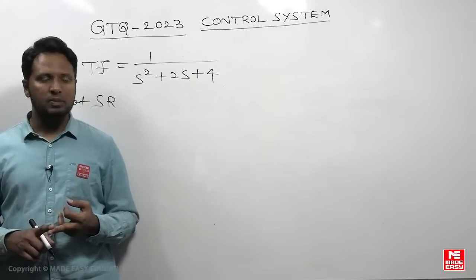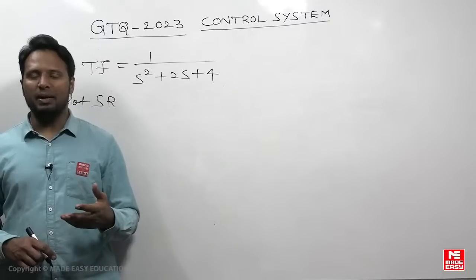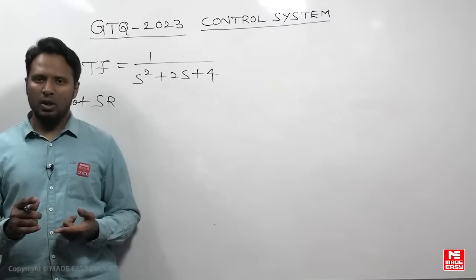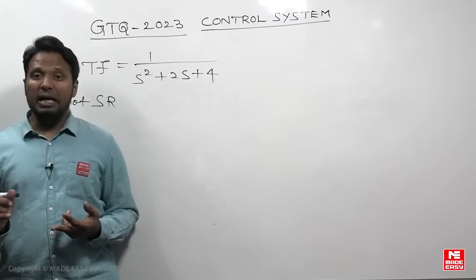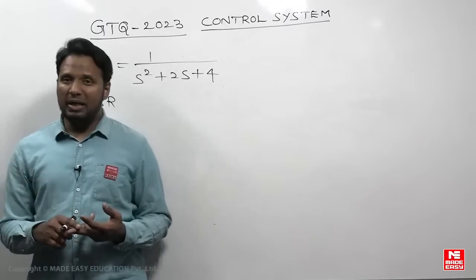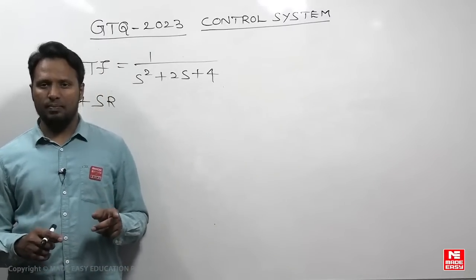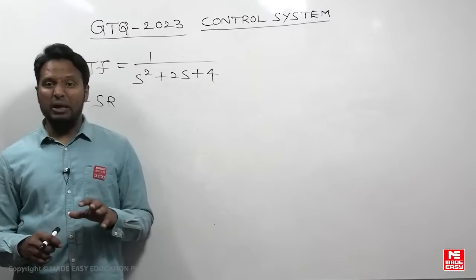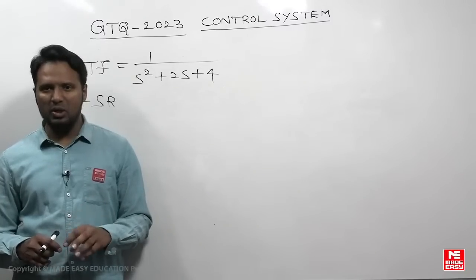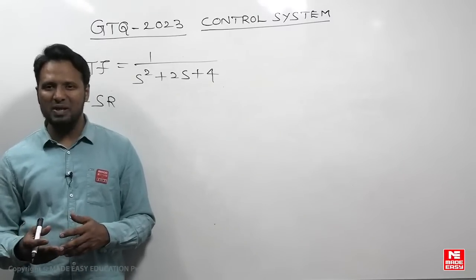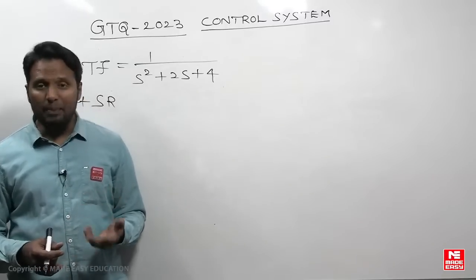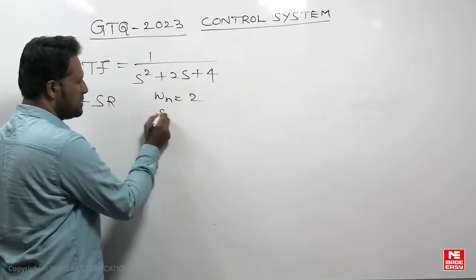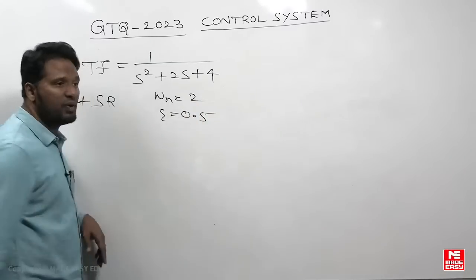It is second order. Is it underdamped, overdamped or critically damped? You need to recognize this first, because the responses of the three are different. Overdamped: non-oscillatory and sluggish. Critically damped: non-oscillatory and faster. Underdamped: oscillatory. Got it? So if underdamped, the behavior will be oscillatory; critically damped and overdamped give non-oscillatory responses. So we need to know the damping behavior. Omega n of this system is 2. Zeta of this system is 0.5.